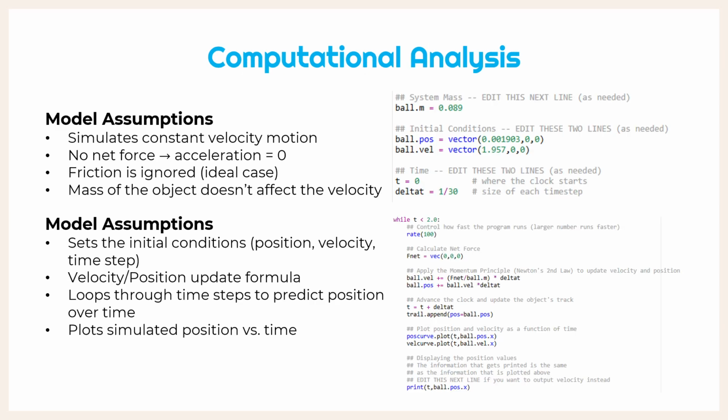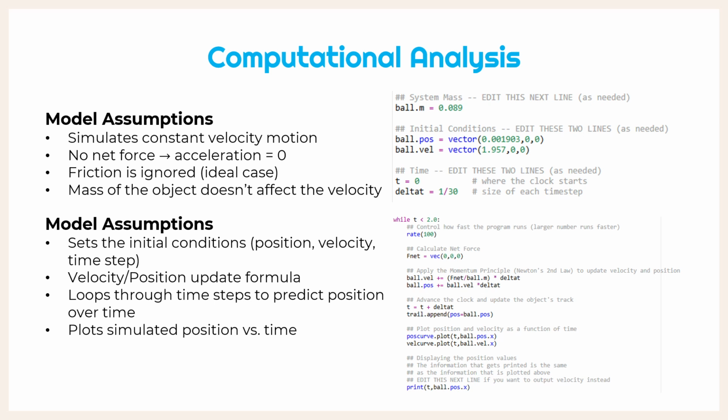In Glowscript, I set the initial position and velocity using Tracker's data, which is in the top right column. Then, I used the update velocity formula to find the final velocity, which is the initial velocity plus net force over mass times change in time. But since the net force is zero, velocity stays constant.